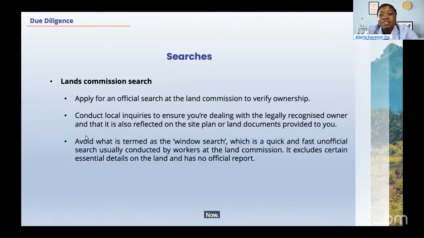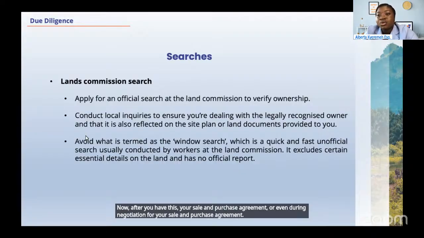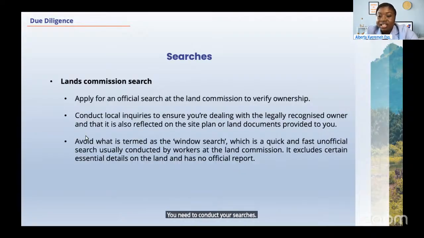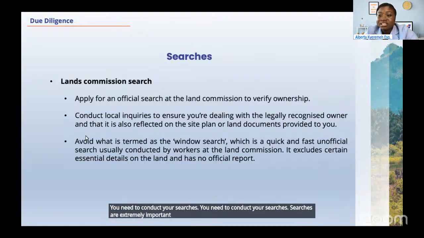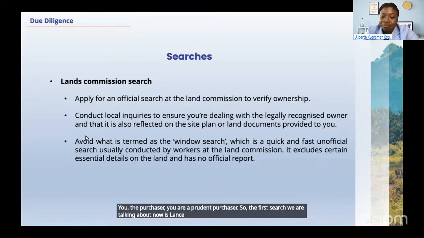Now, after you have your sale and purchase agreement, or even during negotiation for it, you need to conduct your searches. Searches are extremely important in the due diligence process of land acquisition. And the courts in Ghana have upheld official searches in various institutions to make sure that you, the purchaser, are a prudent purchaser. So the first search we are talking about now is the Lands Commission search.